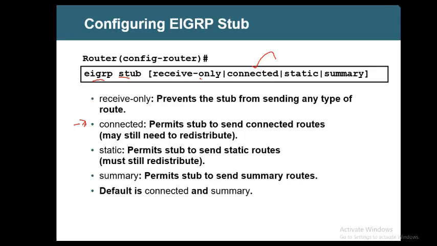When you don't say EIGRP stub connected, it used to advertise a lot of networks that it learned from downstream. But after you say EIGRP stub connected, it stops advertising those routes learned from downstream. It advertises only the connected routes. Please understand, I repeat again.